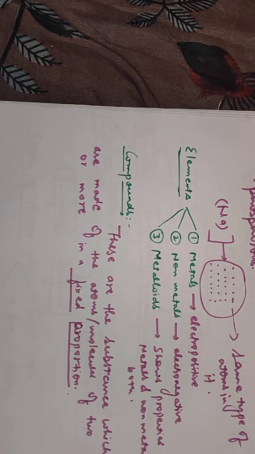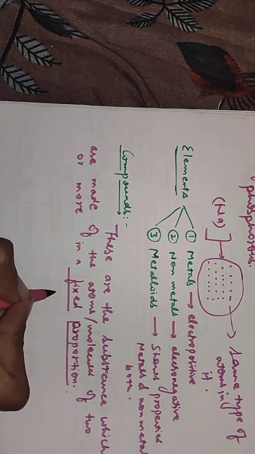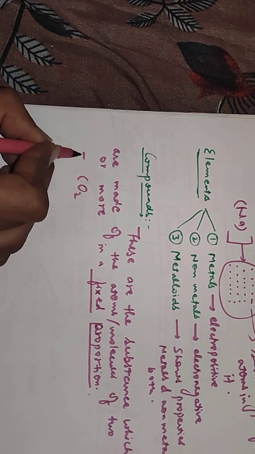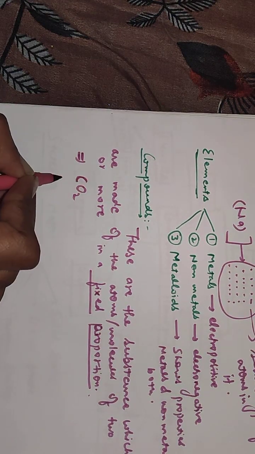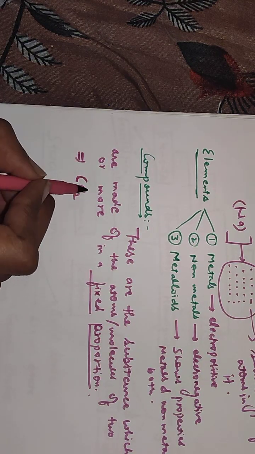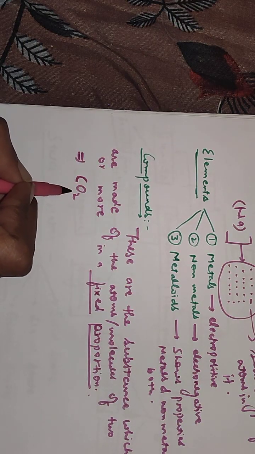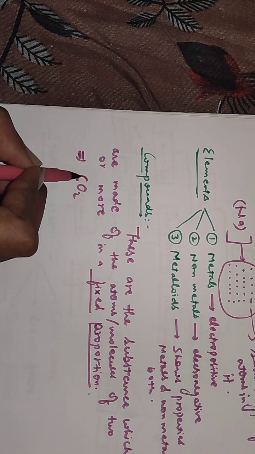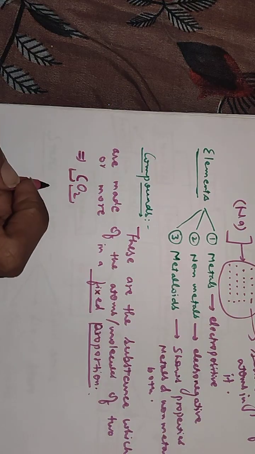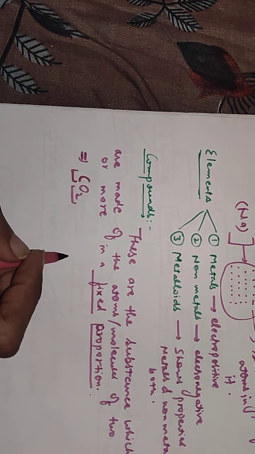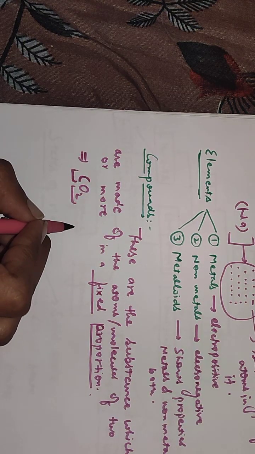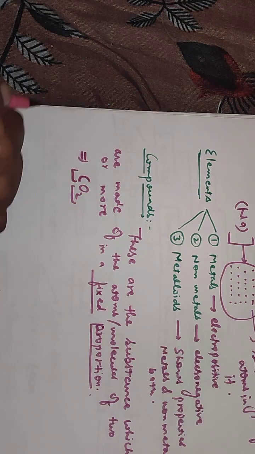Fixed proportion means it is found in a definite proportion, which is required. For example, take the gaseous compound CO2. Why is oxygen 2 and carbon 1? Because its nature is such that it consists of two oxygen atoms and one carbon atom. It means the masses of these two elements, carbon and oxygen, are fixed in the compound. Fixed or definite, we can use either word here. So it is a fixed proportion substance.